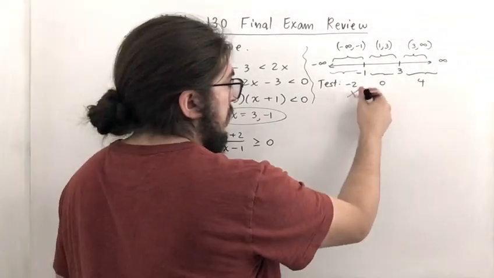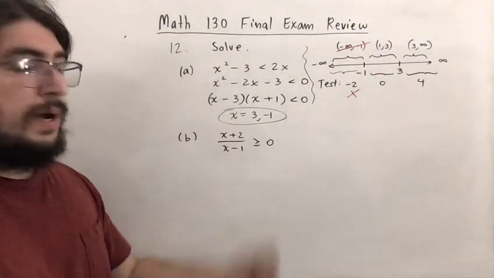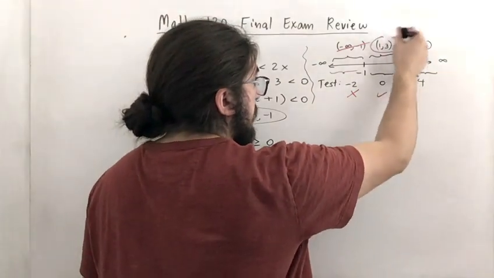So this doesn't work. Plug in 0, you get negative times positive. That is negative, so that works. So we're going to keep this guy.